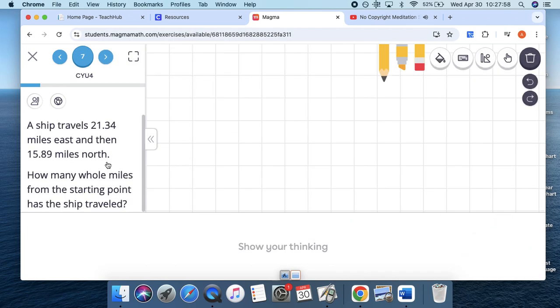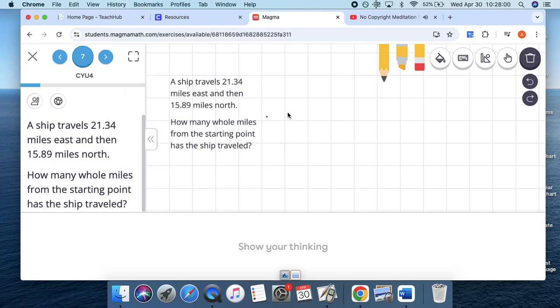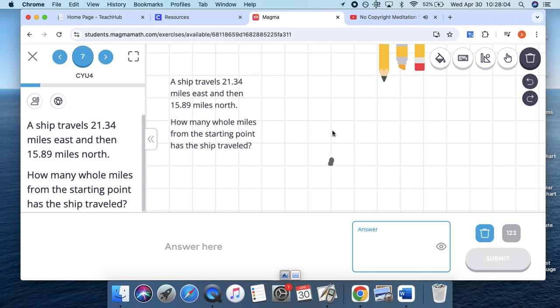7, a word problem. So here is the ship. Let's make that the starting point. It travels 21.34 miles east. So east is this way. That's 21.34. And then it travels 15.89 miles north. How many miles from the starting point has the ship traveled?